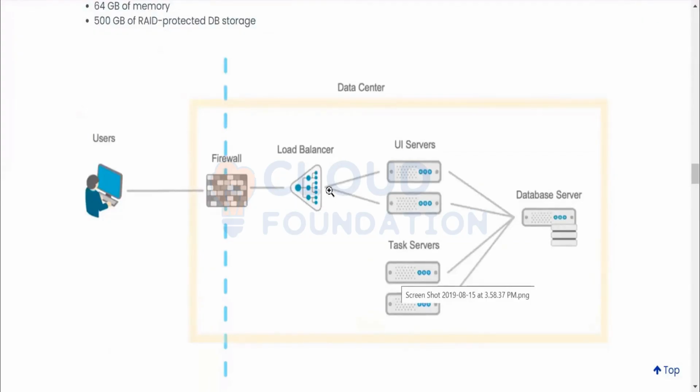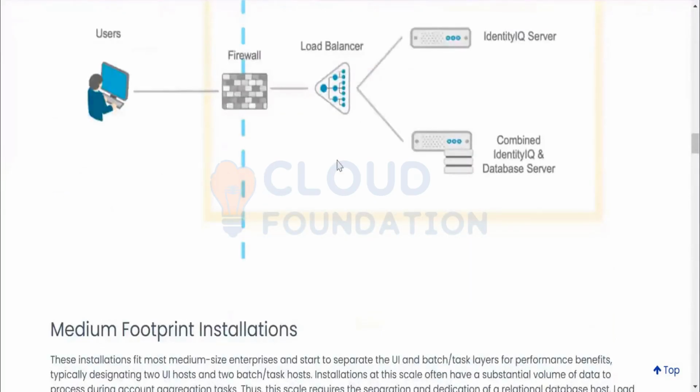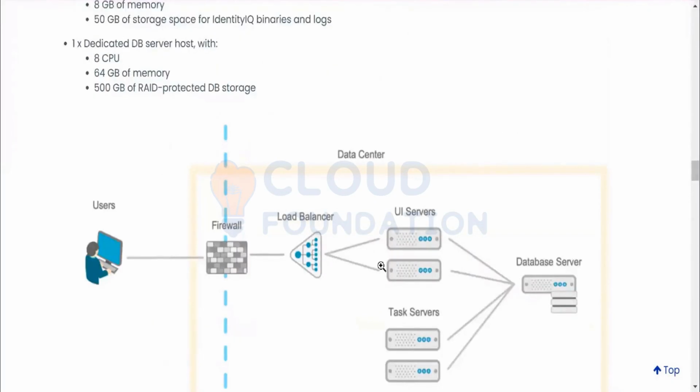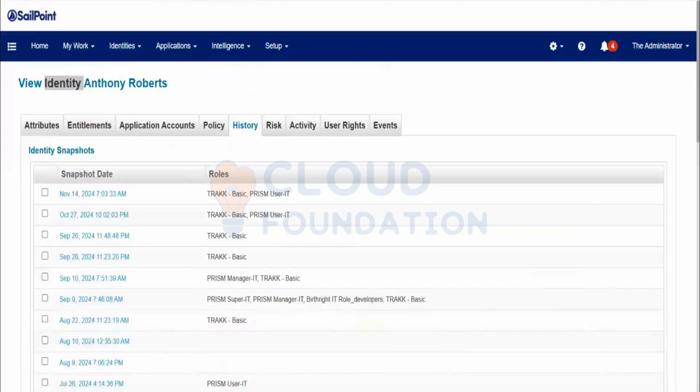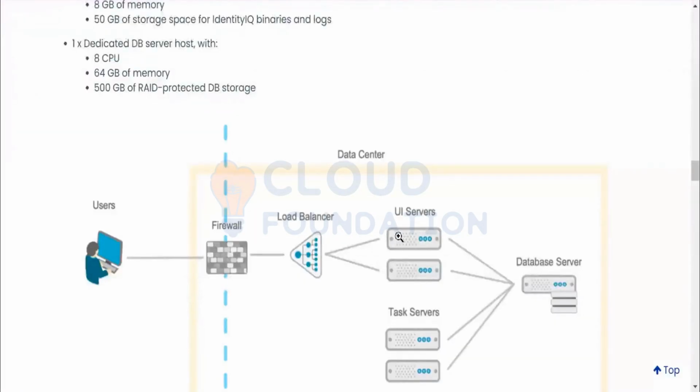Because this is an external load balancer, and this is an internal load balancer. The external load balancer will focus only on the UI servers. Let's say this is a SailPoint URL. If 1,000 people are going to access this URL at the same time, it's basically a UI server URL, which means all the load will be assigned to one UI server. There are more chances the UI server may crash. What should we do?